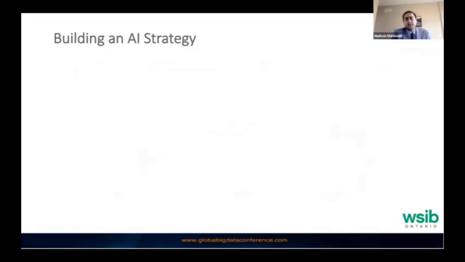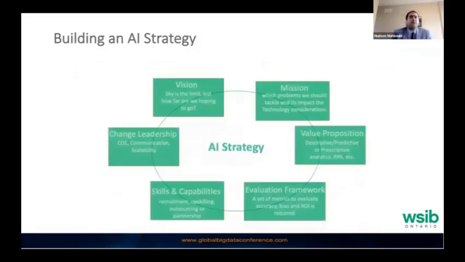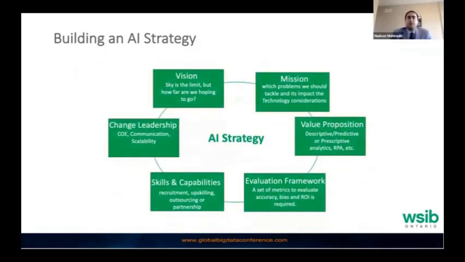So how to build an AI strategy? Obviously, every strategy has basic pillars. How we do it is we start with a vision. Okay, I know we can go very far, but how far do we really want to go? What is our level of ambition? And then when we know our long-term level of ambition for AI, we go to the mission and we say, okay, where should I focus?